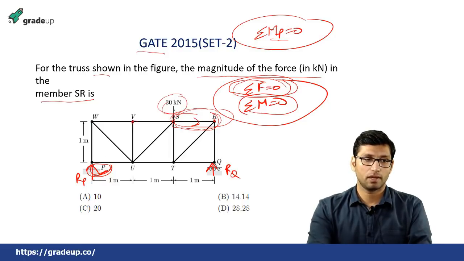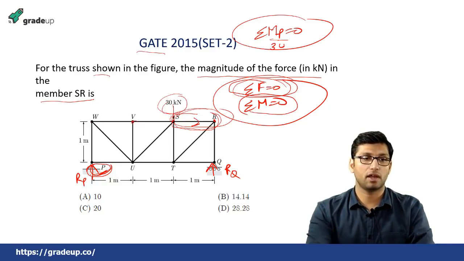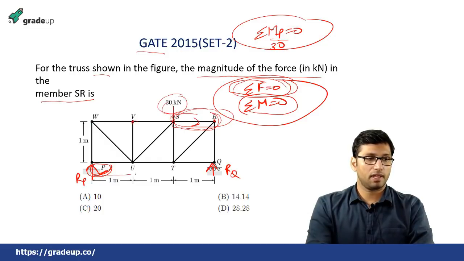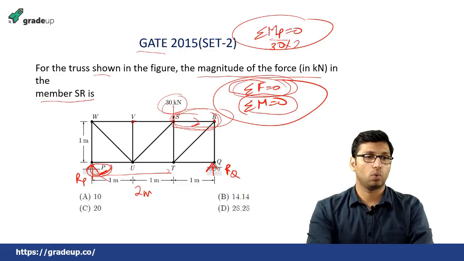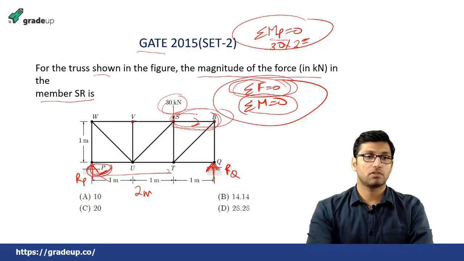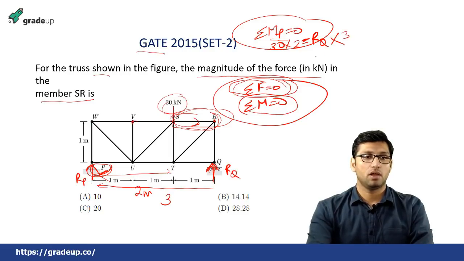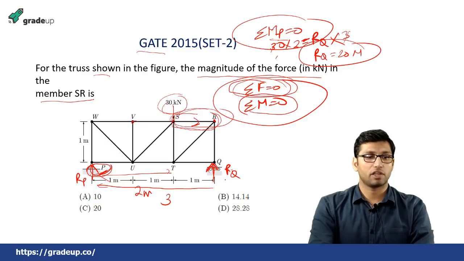to, now here the 30 Newton force is applied downward. If downward force is taken as positive, this will be 30. Now the distance between this 30 and point P is equal to 2 meter. So 30 into 2. Now another reaction force is RQ. The direction of the RQ force is opposite to this direction. So this will be minus RQ into the distance of RQ from this point, which is equal to 3. So into 3. So here you can get the value of RQ is equal to 20 Newton. Okay, so you got the value of RQ.